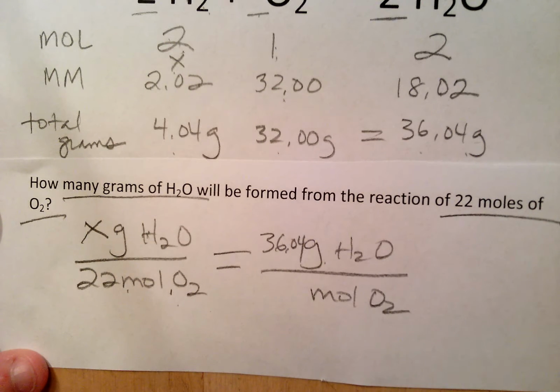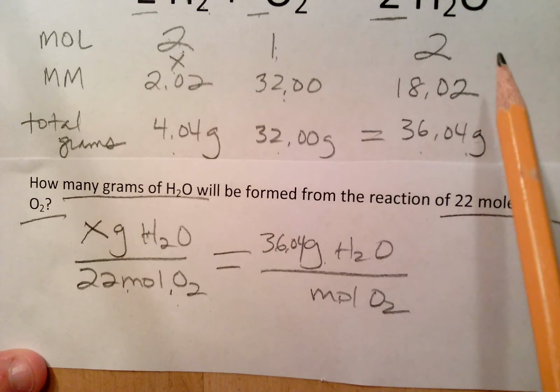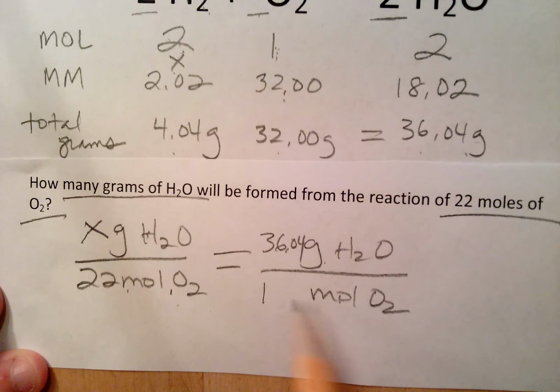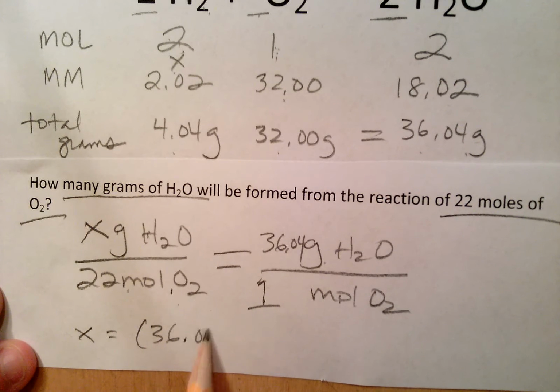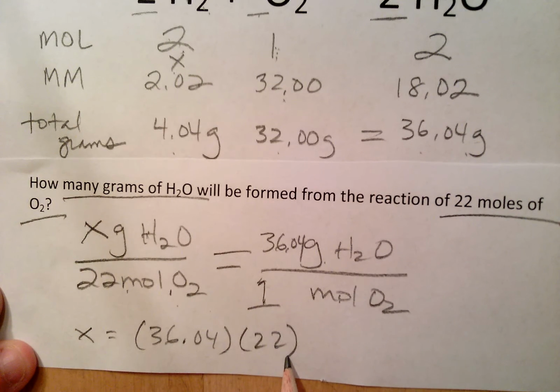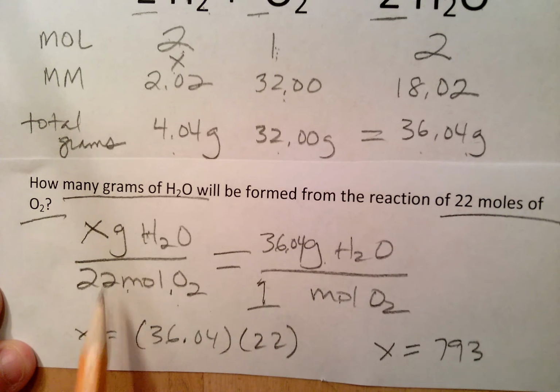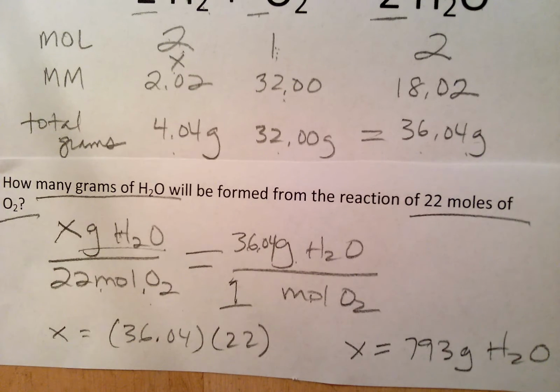So that's just 1 mole of O2, right? 1. All right, so we do 1 times X, which is just X, equals our 36.04 times our 22. So we end up with X equals 793, and our units are grams of H2O. Okay, so that should be the answer to our stoichiometry problem. X equals 793 grams of H2O if we react 22 moles of oxygen.